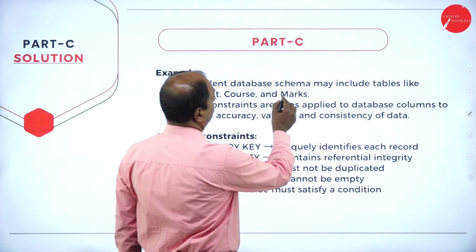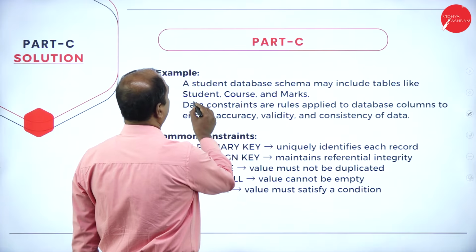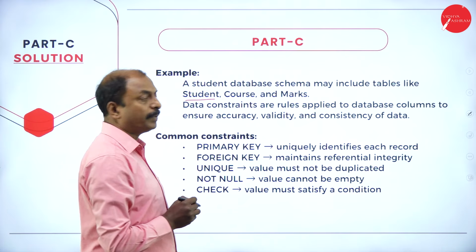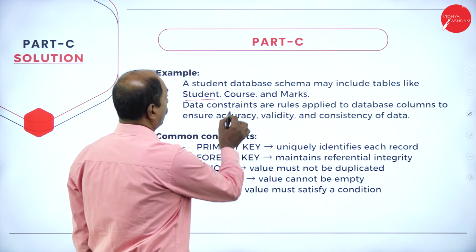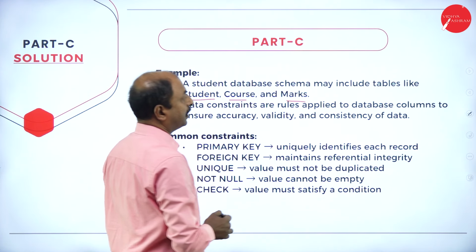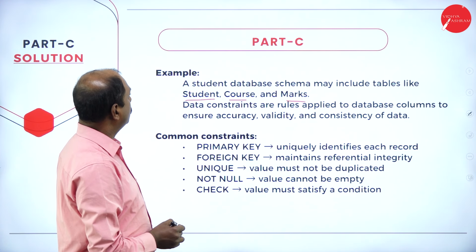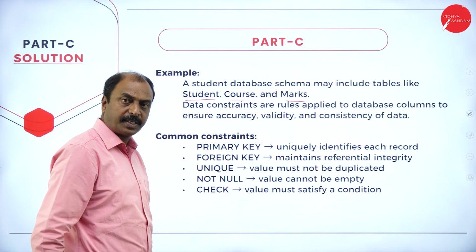A student database schema may include tables like student, course, and marks. The table itself is a schema, and these are the number of columns. So this is a database schema.